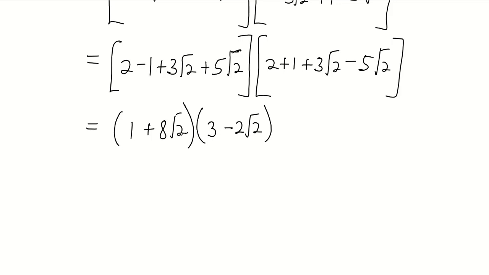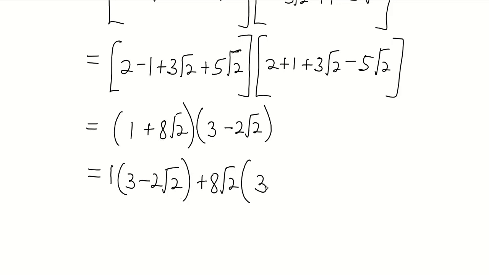But from here we are not done, we have to further multiply. Now it means that 1 is going to multiply 3 minus 2 square root of 2, so we have here 1 multiplying 3 minus 2 square root of 2, and when we come here we have plus 8 square root of 2, also multiplying 3 minus 2 square root of 2.